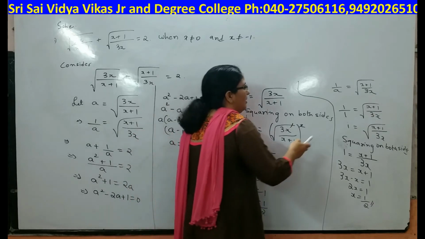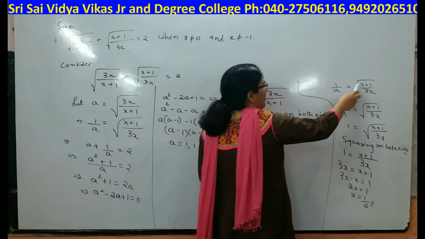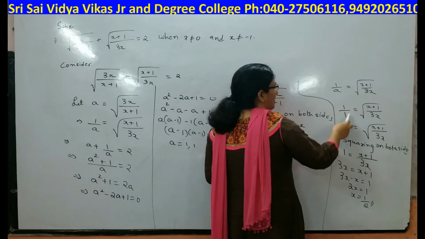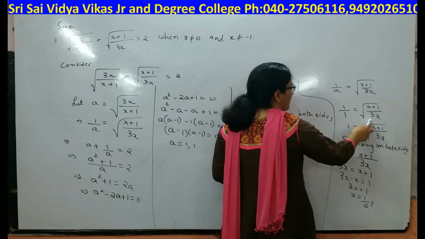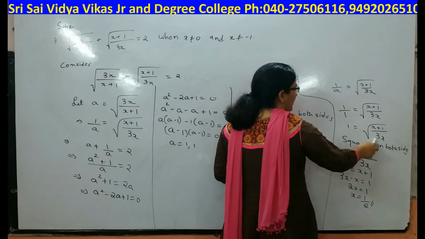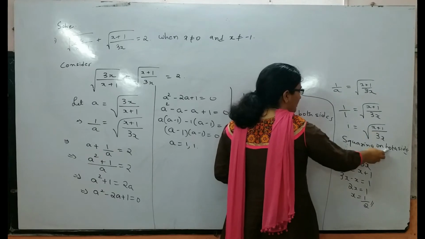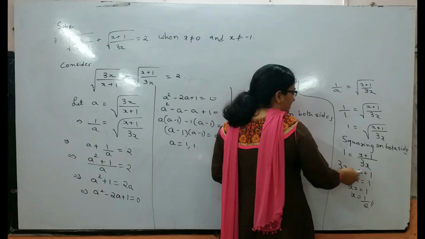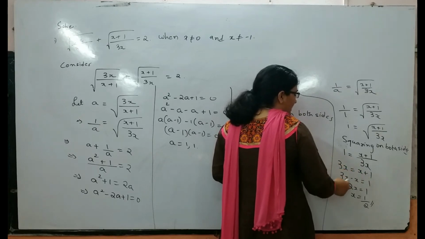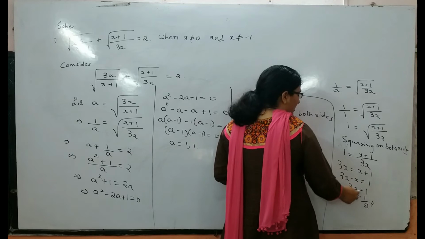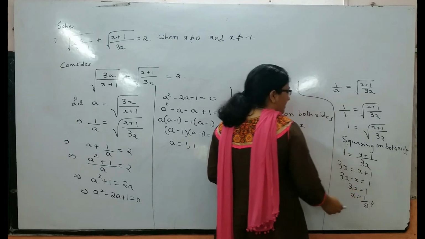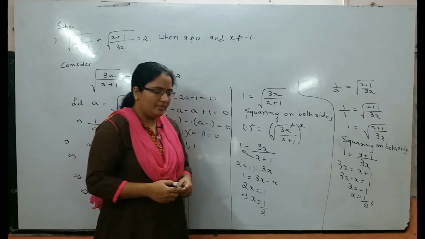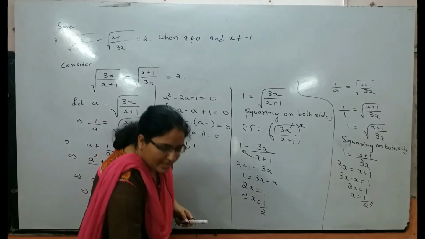Now 1 by a is equal to root of x plus 1 by 3x. So 1 by 1, a is again 1. 1 by 1 is equal to root of x plus 1 by 3x. Root of x plus 1 by 3x equal to 1. Again squaring on both sides. You have 1 is equal to x plus 1 by 3x. 3x equal to x plus 1. Bring this x to this side. You have 3x minus x equal to 1. 2x is equal to 1. That means x is equal to 1 by 2 in both cases. That is about this problem. Let us continue with the next problem.